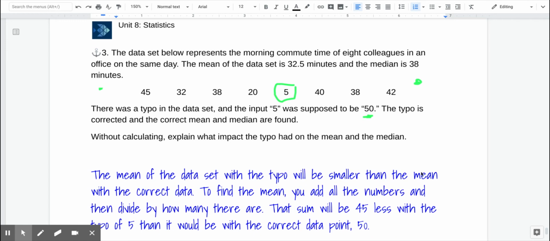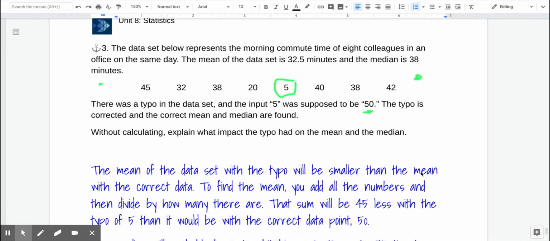It's going to be smaller than the mean with the correct data, because in order to find the mean, you have to add up all the numbers and then divide by how many there are. Well, with the typo, there's still the same 8 numbers, but your sum that you add up all the numbers to is going to be lower. So then if you're dividing by the same thing, you're going to end up with a lower mean.